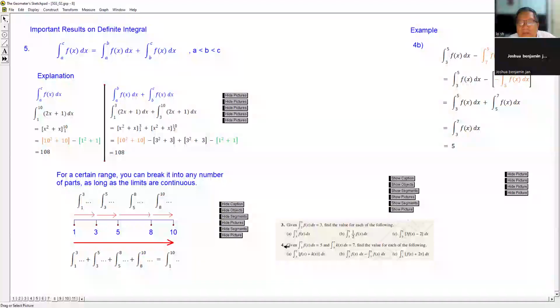Can you do this? Number 4, part B. The hint is here. You can take this. You try number 4, part B. Same as this. Can you tell me what is the answer?